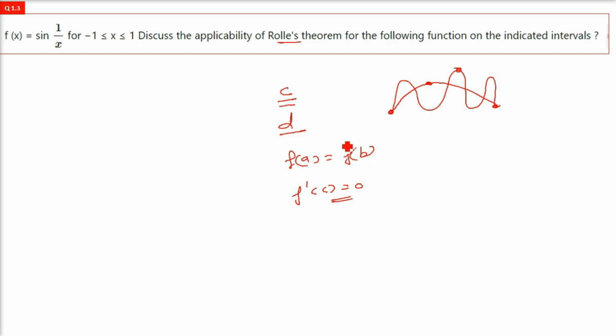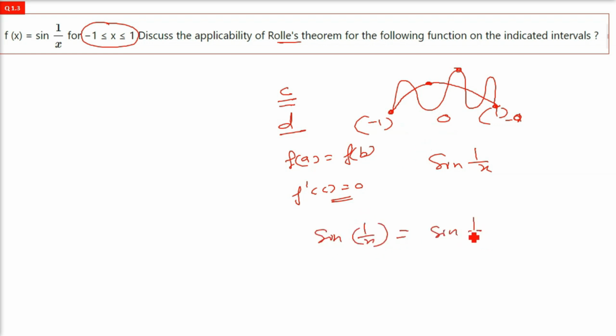So here in this sine 1 by x, it's pretty evident that when you put x equal to any value between -1 and 1, and my favorite value is what? 0. I always take 0. In the previous question I took 0. So when you put x as 0 in sine 1 by x, that is sine 1 by 0, what do you get? 1 by 0 is what? We have already discussed. It is infinite. It is undefined. You cannot define anything divided by 0.